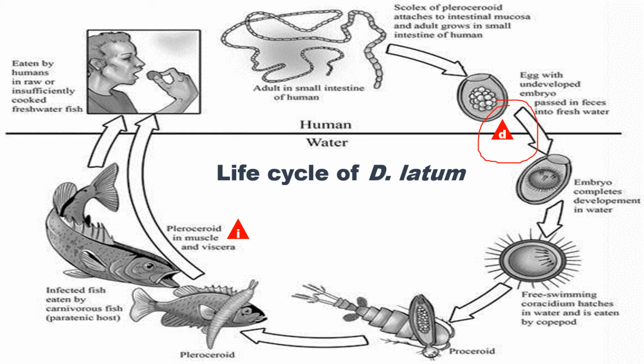Okay? So, this is a free-swimming coracidium. You can see that it has hair-like projections that aid in the motility of the coracidium. Okay? And then once in the water, the coracidium will be eaten by copepods, or marine crustaceans, as the first intermediate host. For example, we have your cyclops. Remember, guys, in our Dracunculus medinensis, it was also cyclops. Here in latum, there is also cyclops.